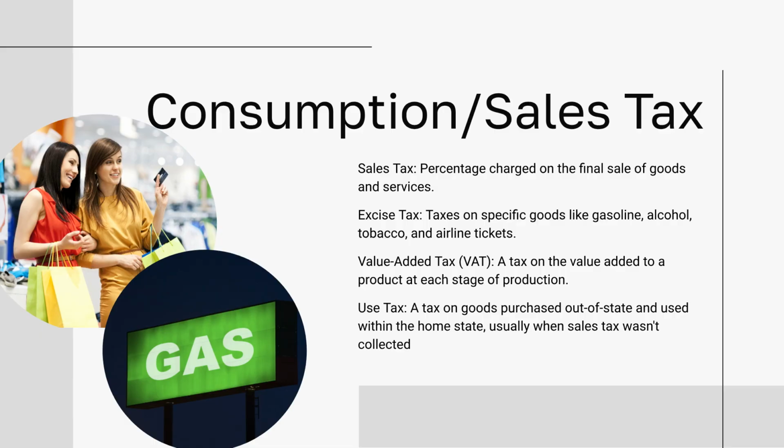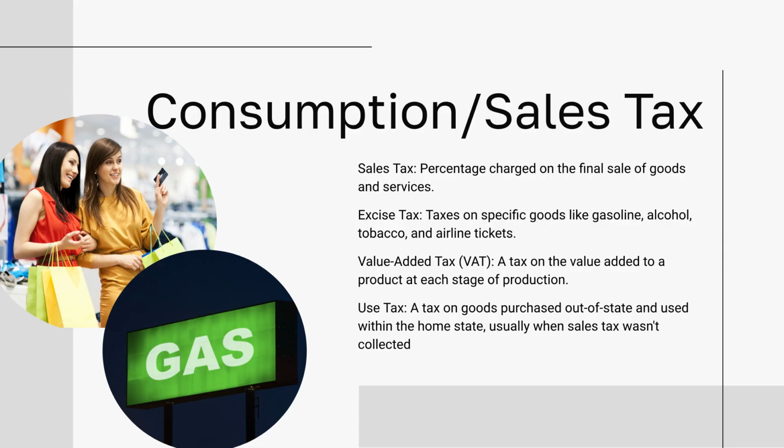Next, we're going to be looking at different types of consumption taxes, which are taxes people pay when they buy goods and services. First, we have sales tax. Sales tax is the most common. It's a percentage added to the final price of an item at checkout. So whenever you buy something at a store, you're usually paying sales tax.